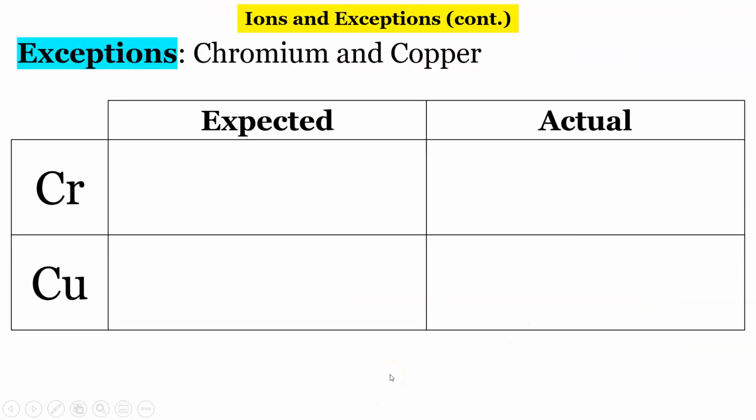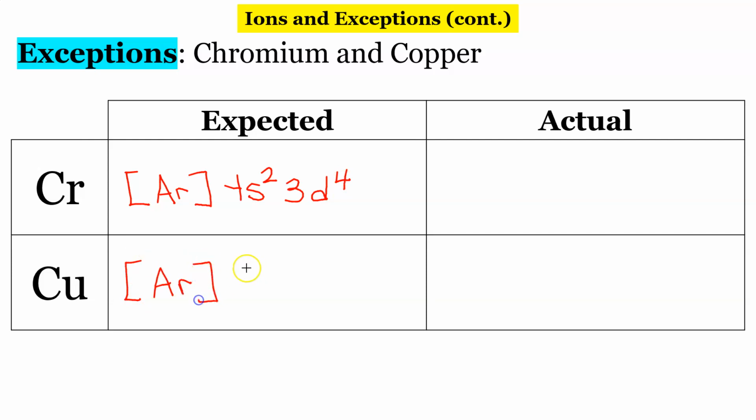Okay, there are two exceptions that we need to know about, and those are chromium and copper. If we were writing out the electron configuration for chromium, we go to our periodic table, it's going to be in noble gas configuration, argon, and then 4s2, and then 3d4. Same thing for copper. If we write out copper, it's going to be argon, 4s2, and it's got a few more electrons, 3d9.